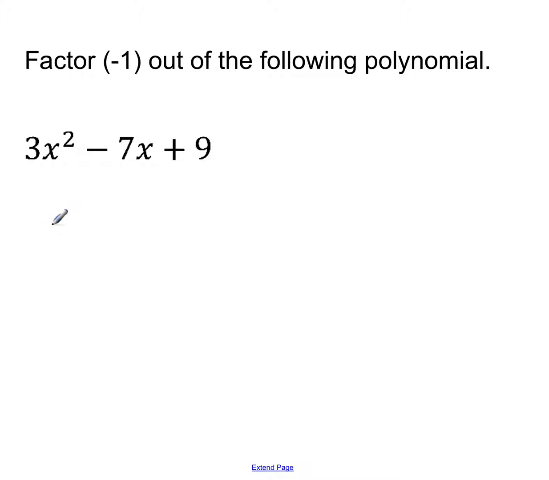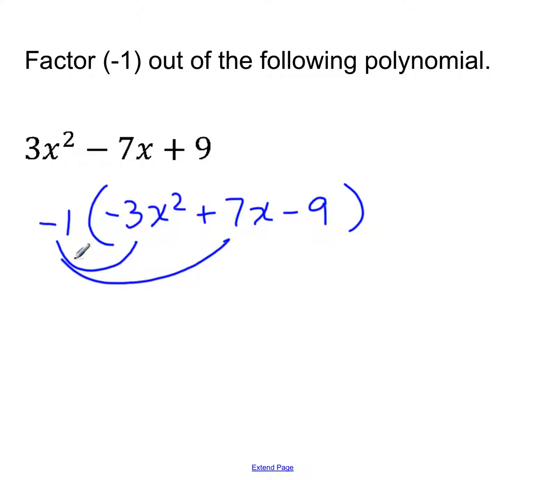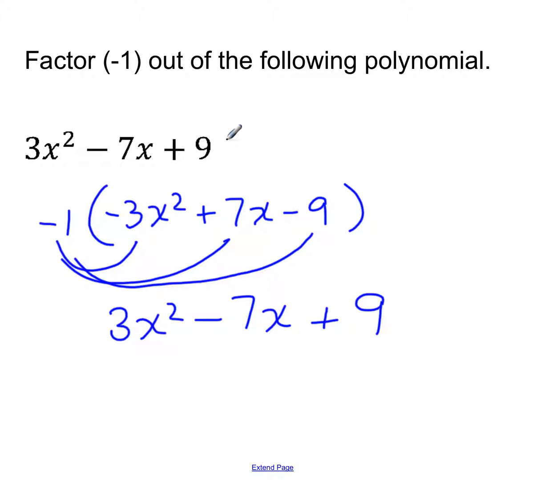So if I pulled a negative 1 out, what's going to be remaining? Well, negative 3x squared plus 7x minus 9. Can you see that all it really did was change the signs? Because if I distribute this right back in, I would get negative 1 times negative 3x would be positive 3x squared. Negative 1 times positive 7x would be negative 7x, and negative 1 times negative 9 would be positive 9, which is where I started. It's just kind of a circle through it.